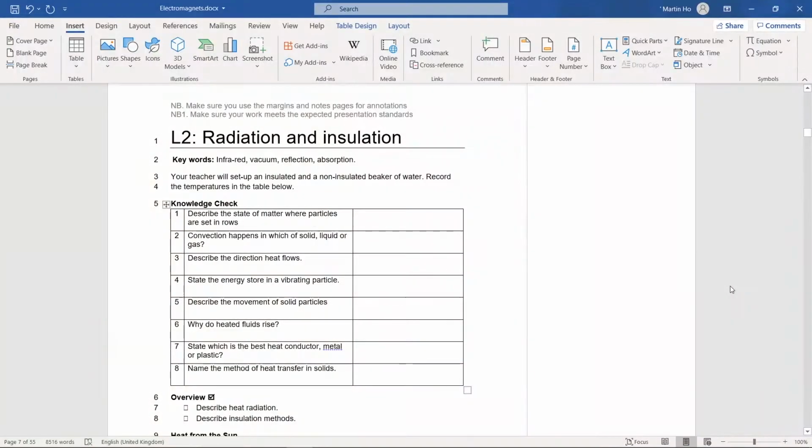Hi there, and welcome to Lesson 2 of Electromagnets. In this lesson, we'll be discussing radiation and insulation in regards to thermal energy. Our keywords here are infrared, vacuum, reflection, and absorption.